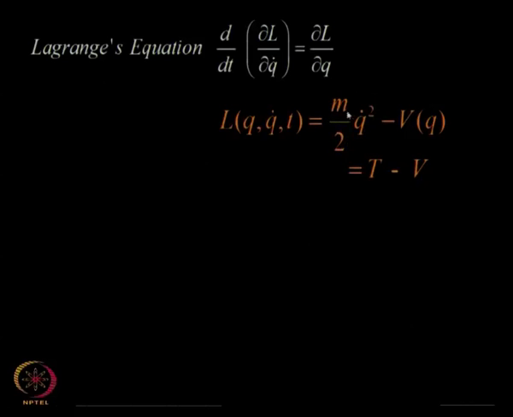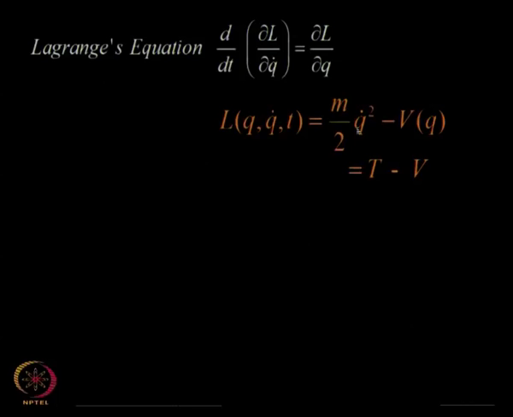Now just ask yourself, what will this combination be? Because m by 2 q dot square will be the kinetic energy, and this is now giving us the difference between the kinetic energy and the potential energy for the Lagrangian function. And now you can take the partial derivatives, because you have written L as a function of q. So the partial derivative of L with respect to q will be simply minus del V by del q, and you can also take the partial derivative of the Lagrangian with respect to q dot, because that will simply be m by 2 times twice q dot.